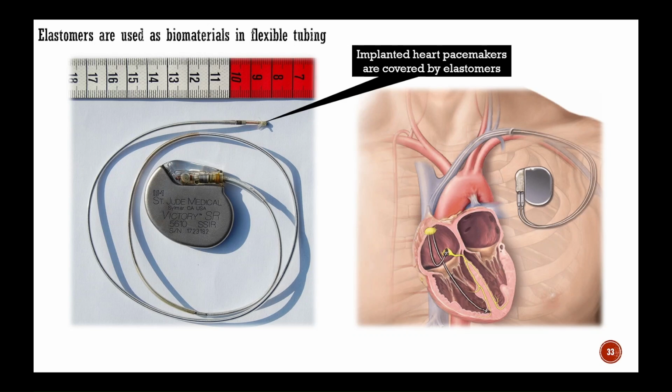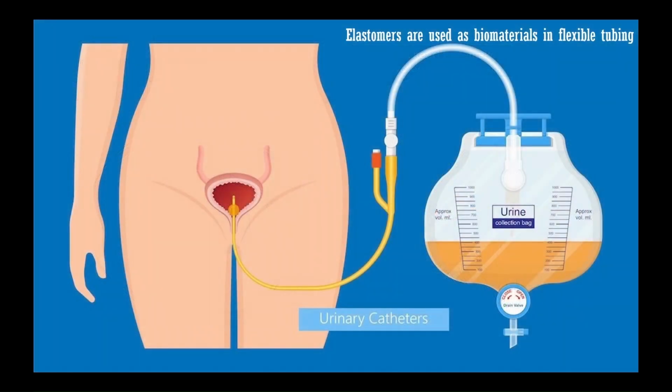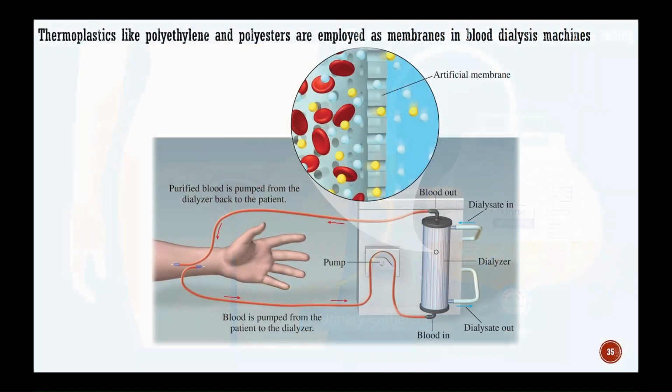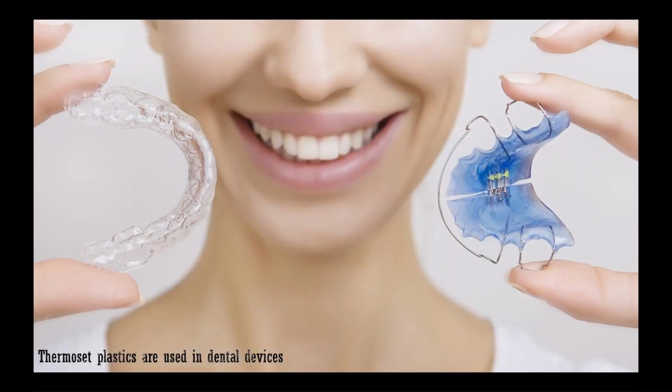For instance, elastomers are used as biomaterials in flexible tubing, such as coverings for leads and implanted heart pacemakers. They are also found in catheters, which are tubes inserted into the body to administer drugs or drain fluids. Special thermoplastics, such as polyethylene and polyesters, are employed as membranes in blood dialysis machines and as replacements for blood vessels. Thermoset plastics, though used more sparingly, also serve important functions.